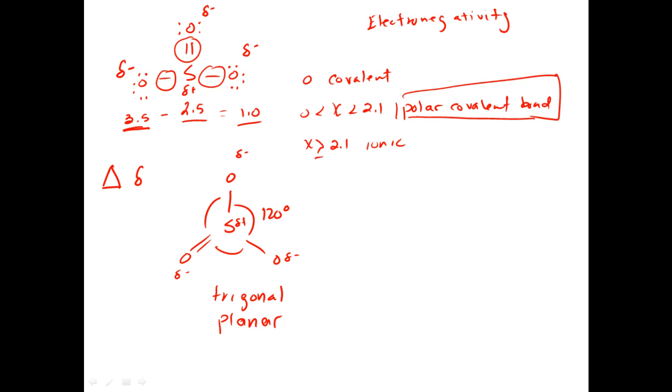Alright, so what theory do we use to come up with this? You came up with it by just thinking about it, right? How do you keep three things as far away from each other as possible? Well, there's a theory based on this. It's called valence shell electron repulsion theory. Valence shell means outer shell electrons, right?